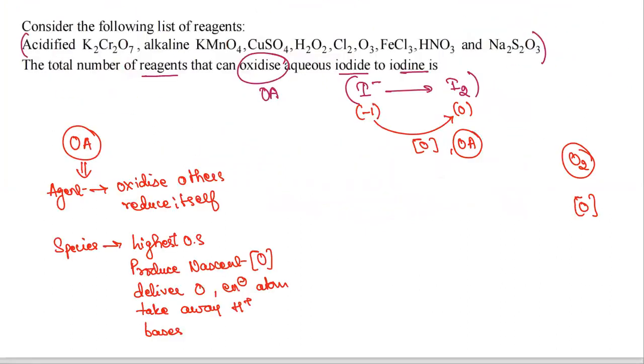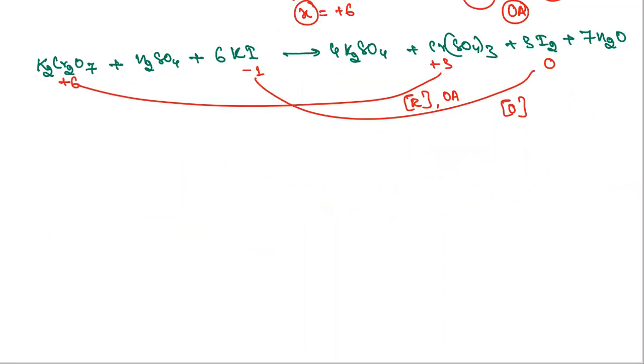Now my second reagent is which one? The second reagent is alkaline KMnO4. So let's see how this will do oxidation. So this is alkaline KMnO4. Again, you have to see the same thing. So manganese here is in +7 oxidation state.